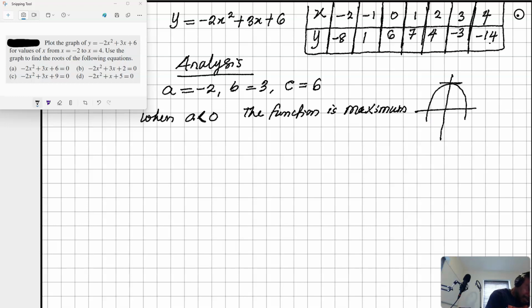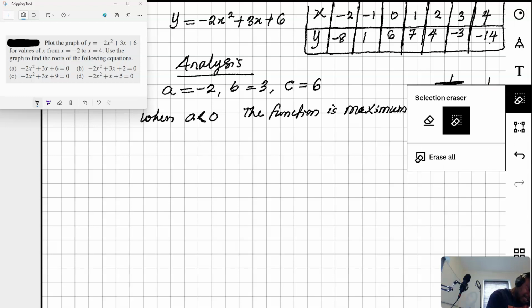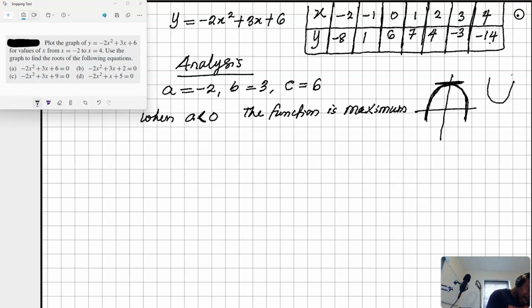It's going to cover. It's not going to be like this. It's going to be covering. You understand? It's not going to be open. So we already know that our curve is going to cover, right? Because it's going to have a maximum value. That is one of the analyses that we are able to know now.